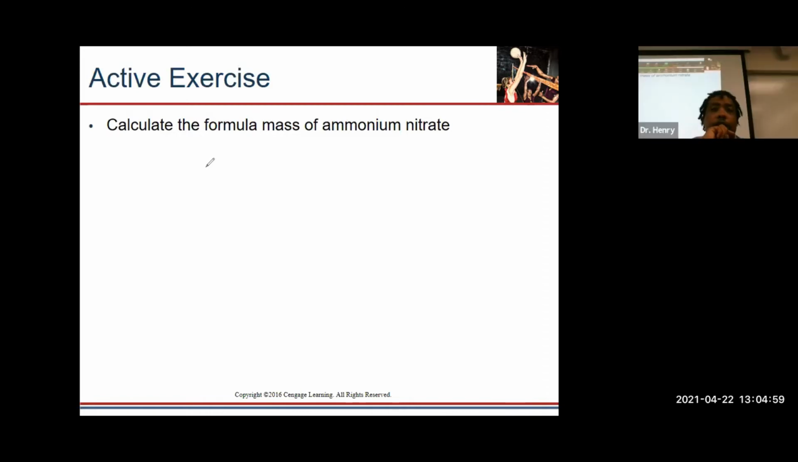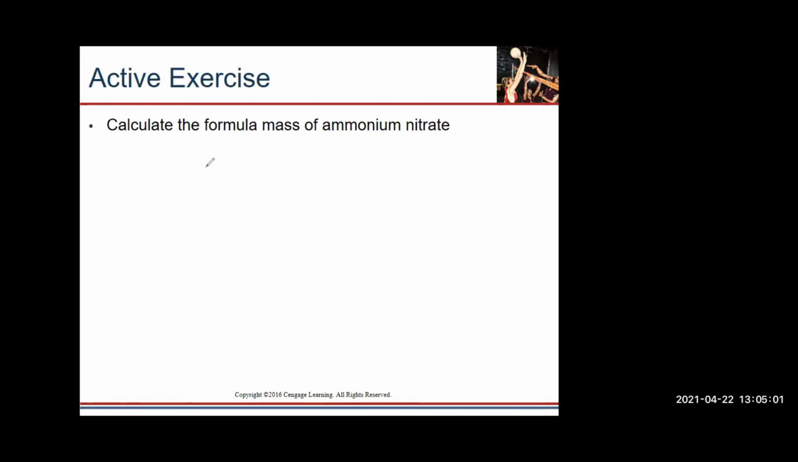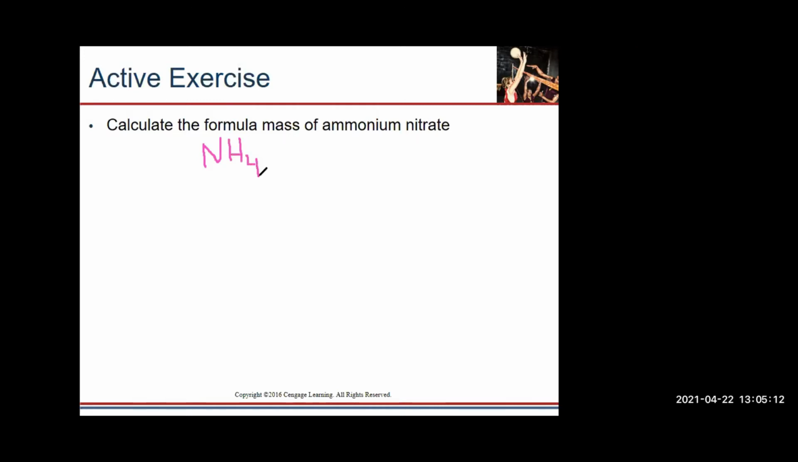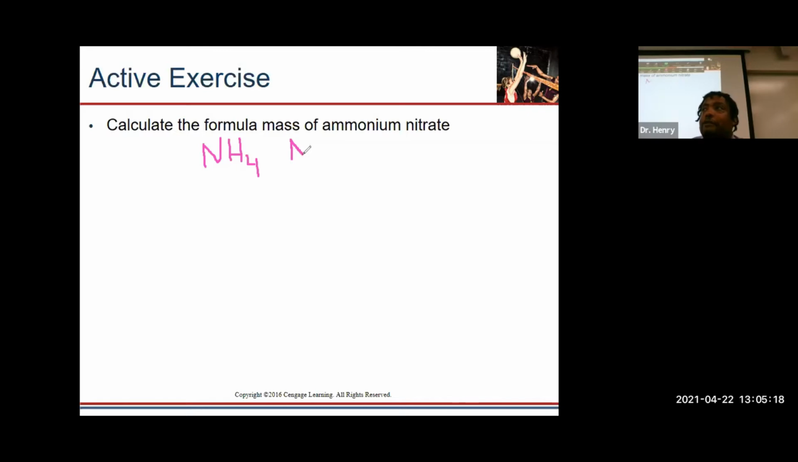So what is the chemical formula for ammonium? NH4. Okay, what about nitrate? NO3. And it's balanced. That's right.